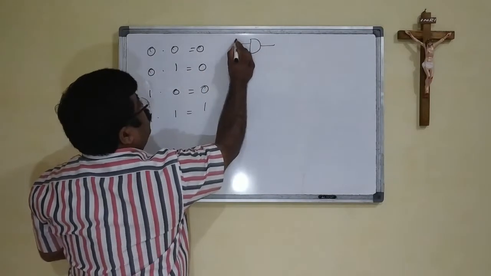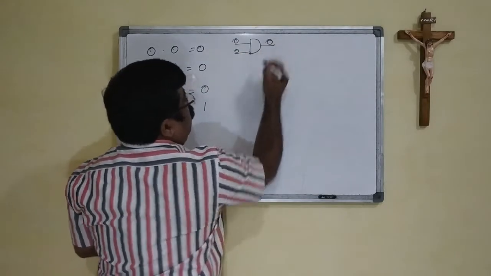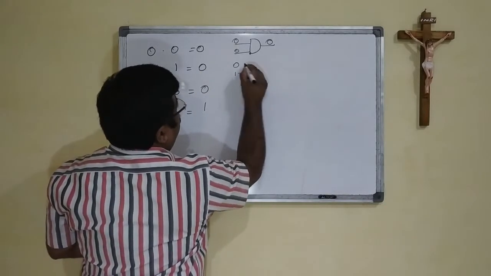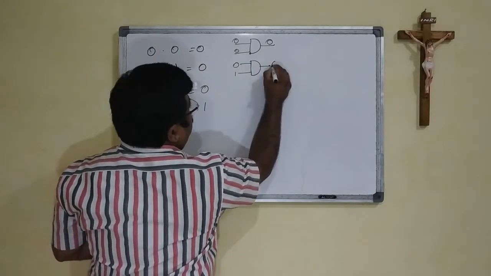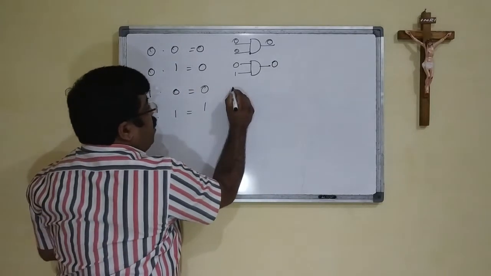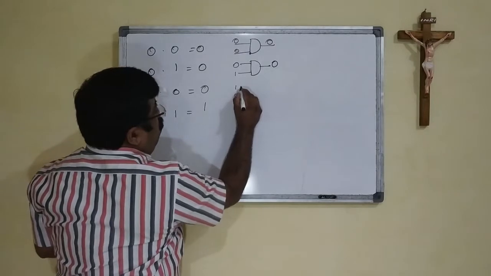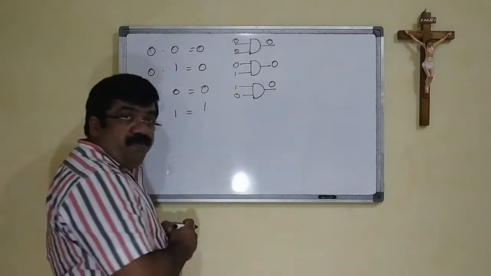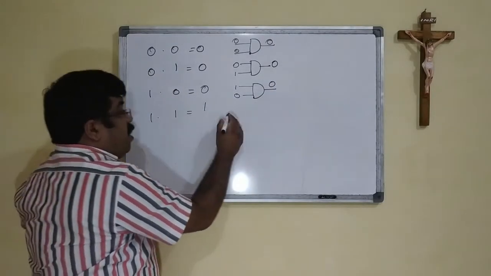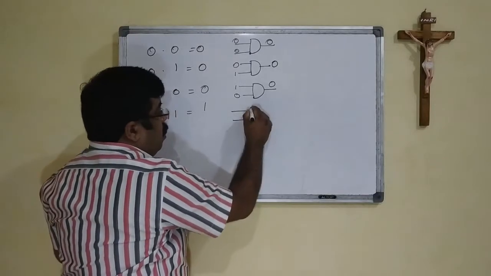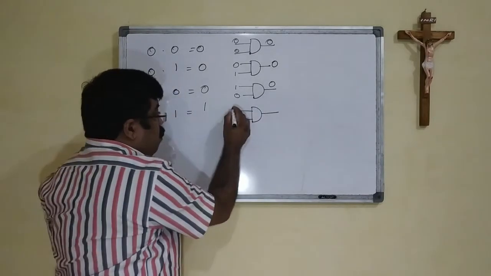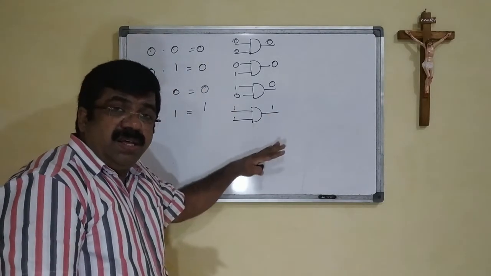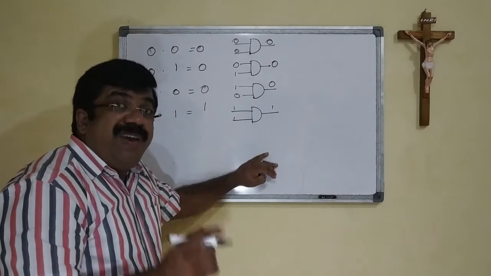The first input is 0, the second input is 0, the output will be 0. First is 0, second is 1, then also the output will be 0. If the first is 1 and the second is 0, the final output will be 0. If we have 1 and 1 multiplied, the AND gate is given 1 and 1, the output will be 1. These are the laws related to the property of AND.